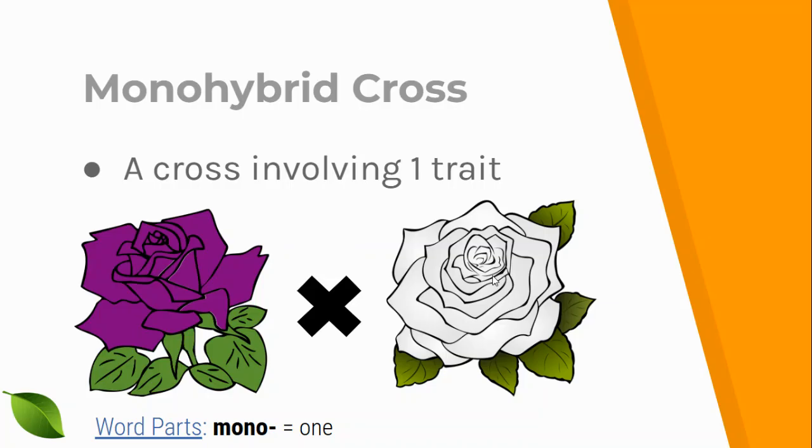That's a monohybrid cross. It's the most basic type of cross, and it's going to be the foundation for every other type of cross that we learn in this unit. So it's crucial that you get these down. And if you can get these down, you can get any type.